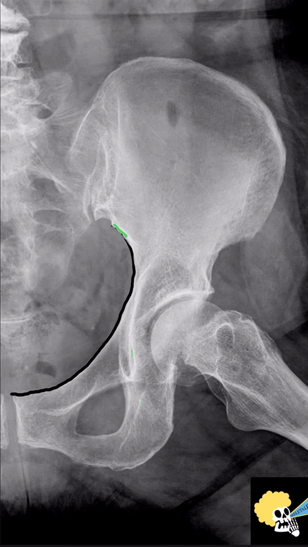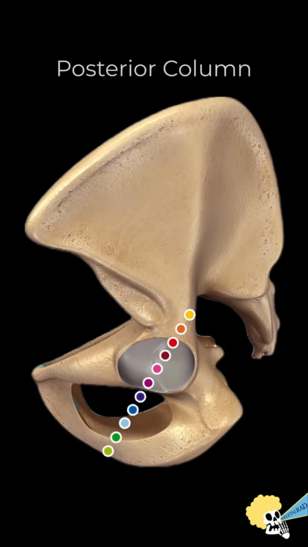The second line we're going to talk about is the ilioischial line that goes from the sciatic notch, about the medial aspect of the acetabulum, and into the ischium. The ischium is the posterior aspect of the obturator ring, so when this line is disrupted, it suggests that there is a posterior acetabular column fracture.